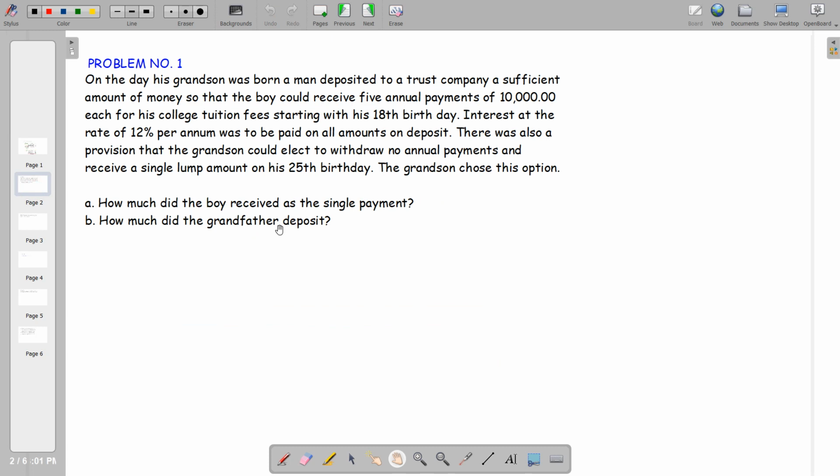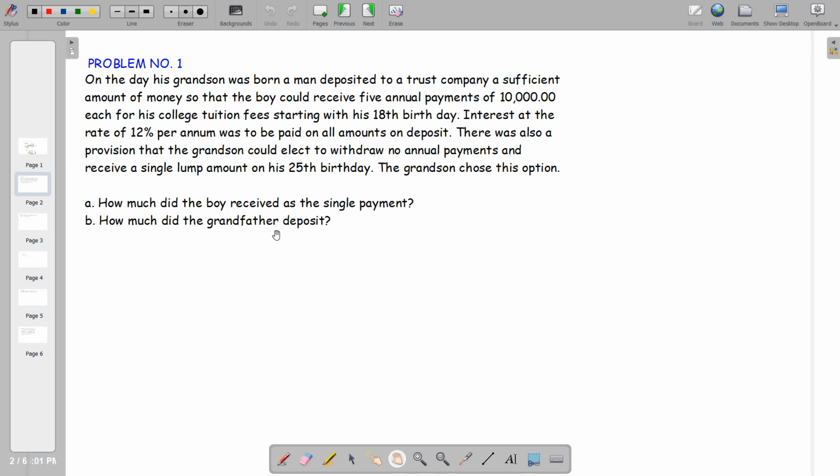Say for the first example, on the day his grandson was born, a man deposited to a trust company a sufficient amount so that the boy could receive 5 annual payments of 10,000 pesos each for his college tuition fees starting with his 18th birthday. Interest at the rate of 12% per annum was to be paid on all amounts on deposit.